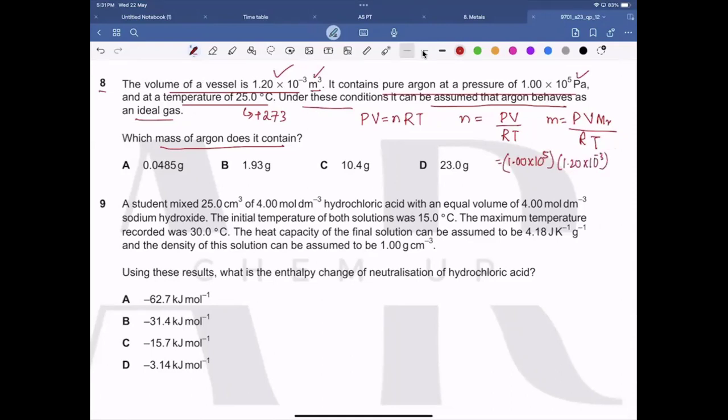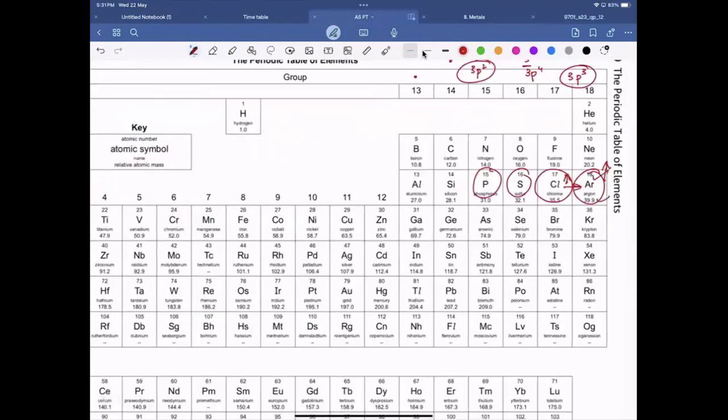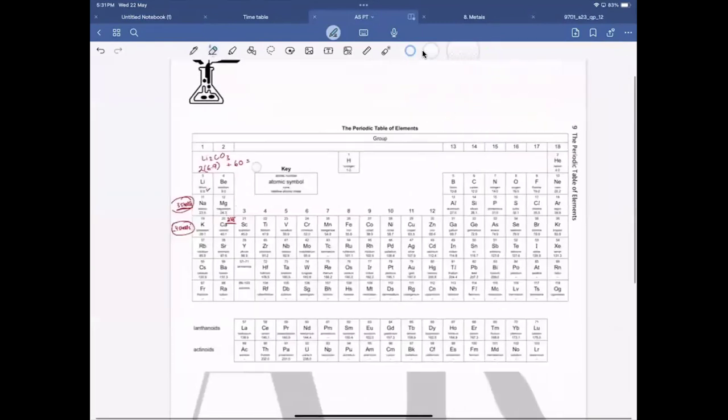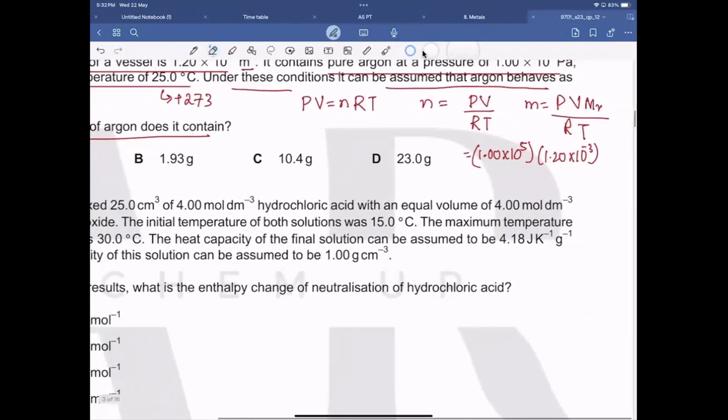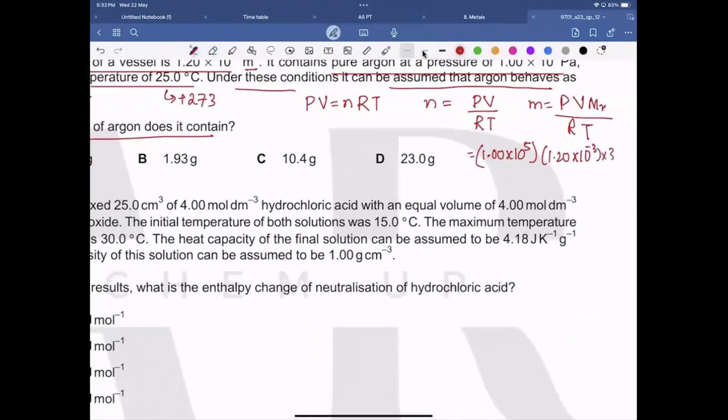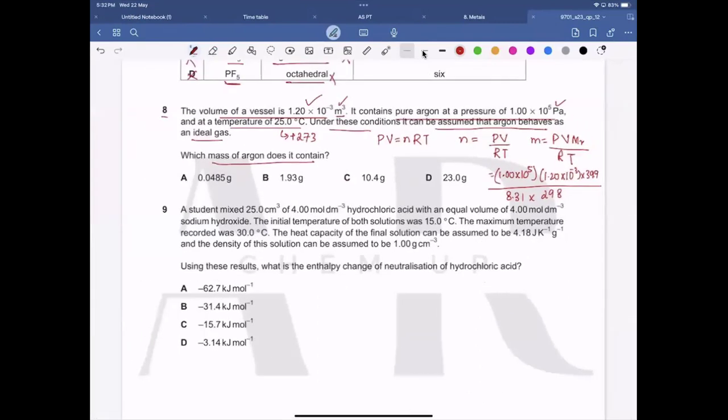MR of argon. In the periodic table, you can find the MR of argon. It's 39.9, so times 39.9 divided by R. R is 8.31, which is always given at the end of the paper. Okay. And then T, 225 plus 273 is, I think, 298. So can anyone solve it and tell me the answer, please?